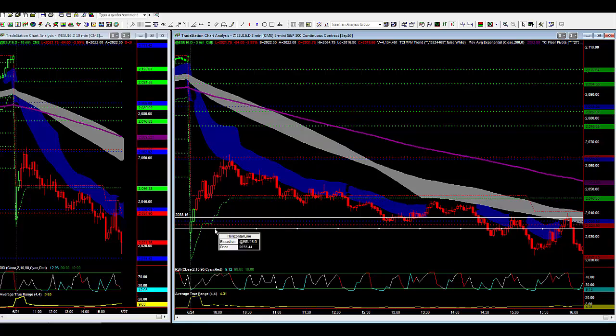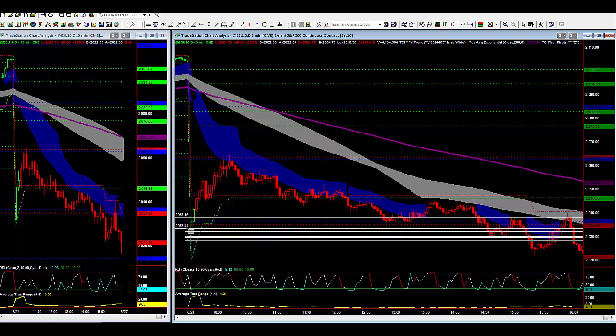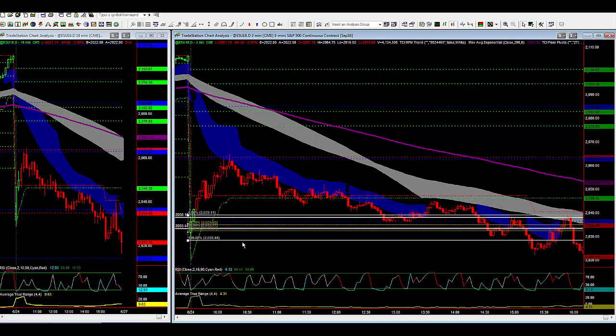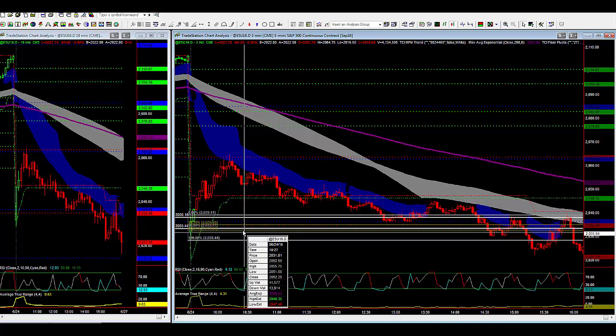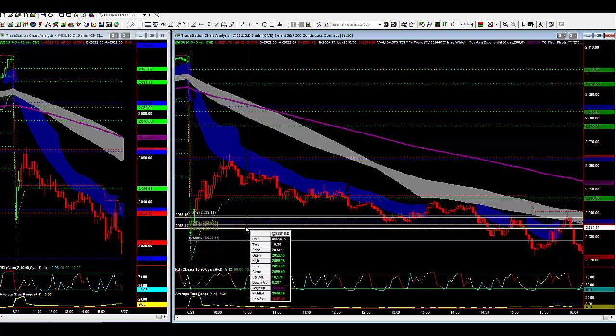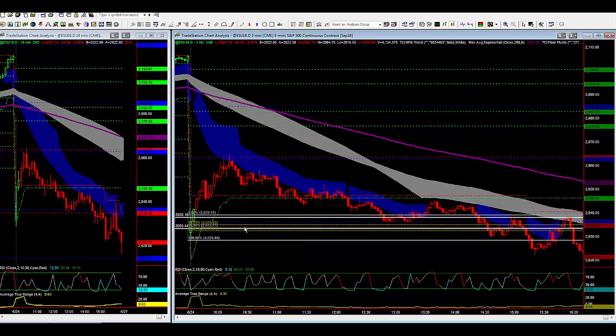Okay, I'll give you the exact number. So you draw the fib from low to high. What's the 50 of that? The 50, let's see. 34 even, so 33.75 was my initial stop on that.